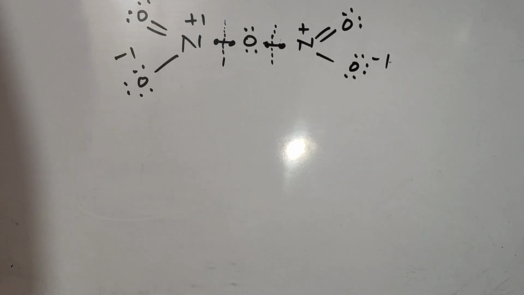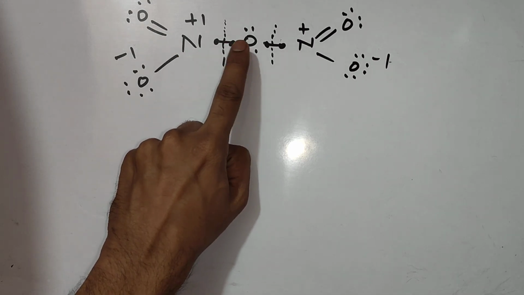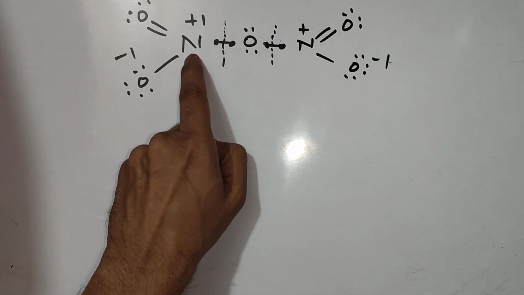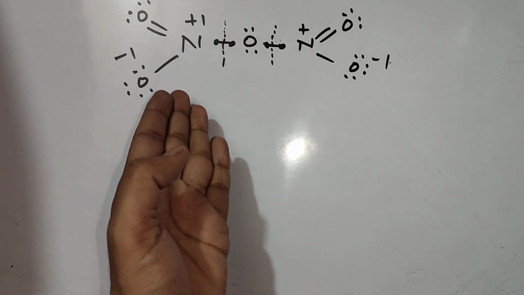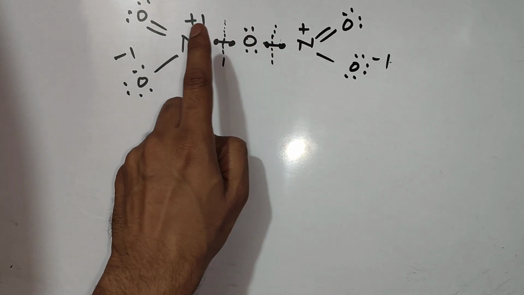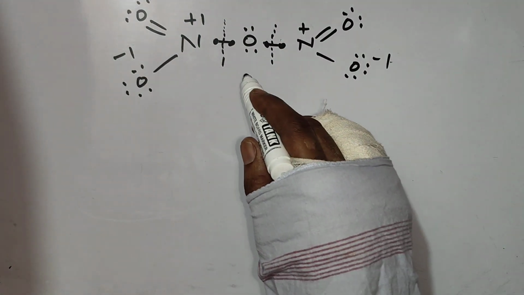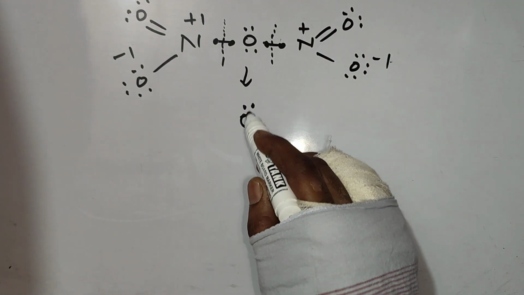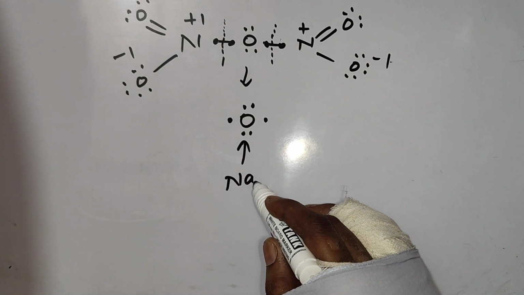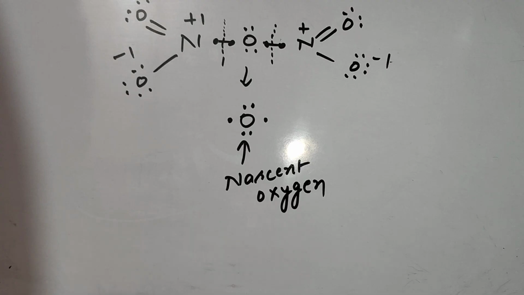This is homolytic cleavage, meaning in the shared electrons, one electron will go toward nitrogen and one electron will go toward oxygen. The reason is very obvious, because nitrogen's electronegativity is 3, but this is carrying a +1 charge, so its electronegativity is further increased. So it will not give its electron completely toward oxygen. So the bond will be broken as a homolytic cleavage, due to which this central oxygen will become this, which we call nascent oxygen. This is known as nascent oxygen.